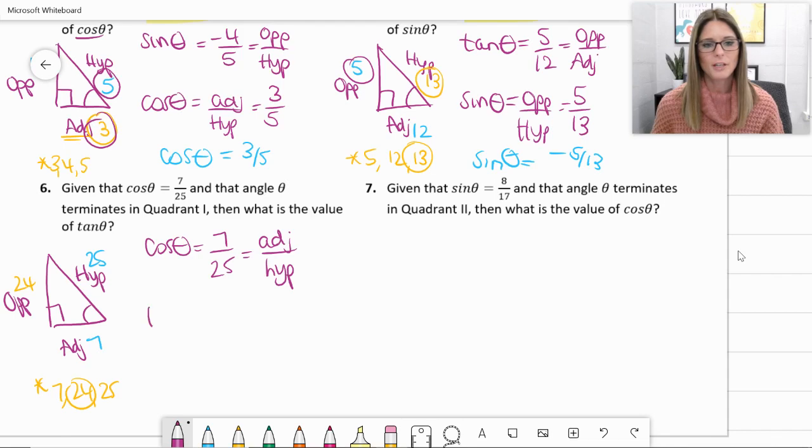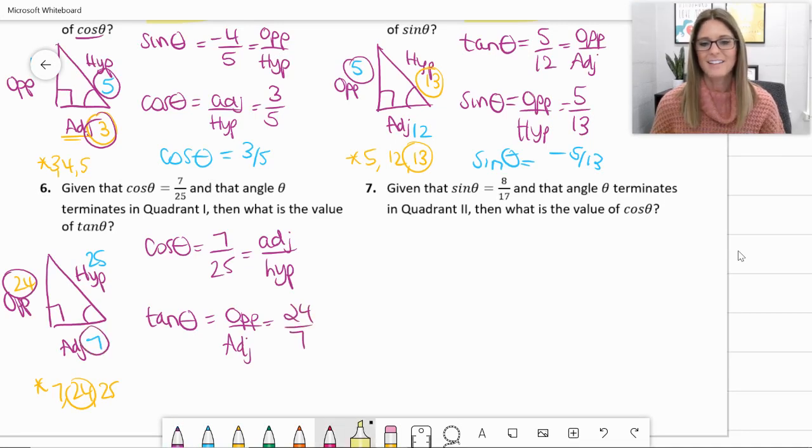In our problem, we are looking for tangent. Tangent is opposite over adjacent. So opposite 24 that we just found over adjacent is 7. Now the last thing you need to consider is where are we? We are in the first quadrant. In the first quadrant, all of our trig functions are positive. So while we're looking for tangent in the first quadrant, it is positive 24/7, final answer.